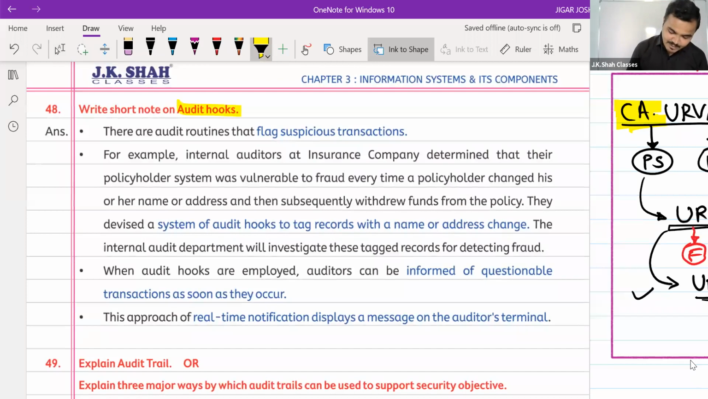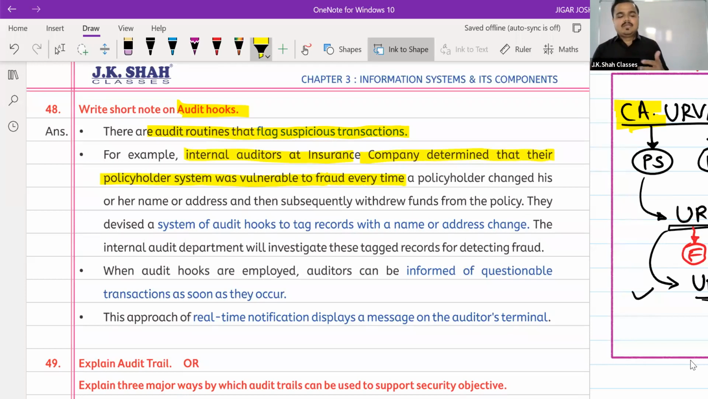Let's see, chartered, the audit hook method. These are audit routines that flag suspicious transactions. What is a suspicious transaction? Some sort of transaction which indicates losses. Understood, my dear chartered? Yes, sir. For example, the internal auditor at an insurance company determines their policyholder system is vulnerable to fraud. Vulnerable means near to fraud, because there are some loopholes in the system by which frauds may take place. A policyholder changes his or her name, address, and then subsequently withdraws the funds from the policy. So every time, the policyholder is changing his name or address, and subsequently trying to withdraw the funds.